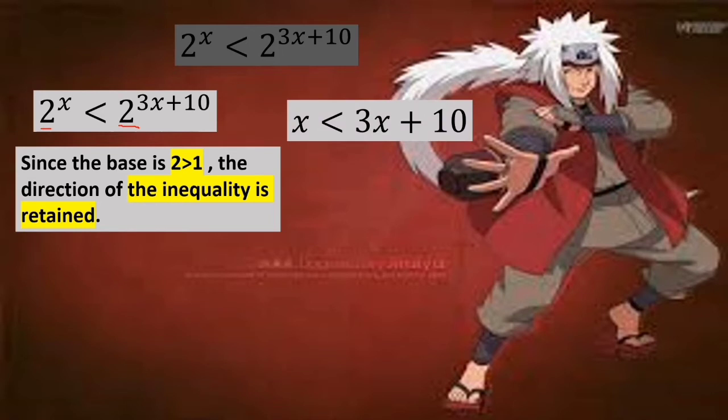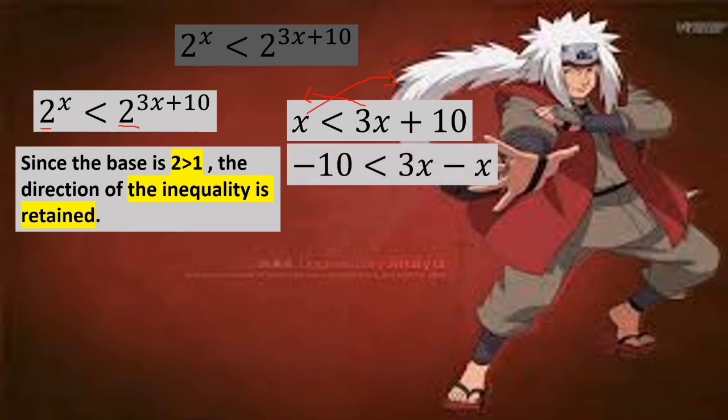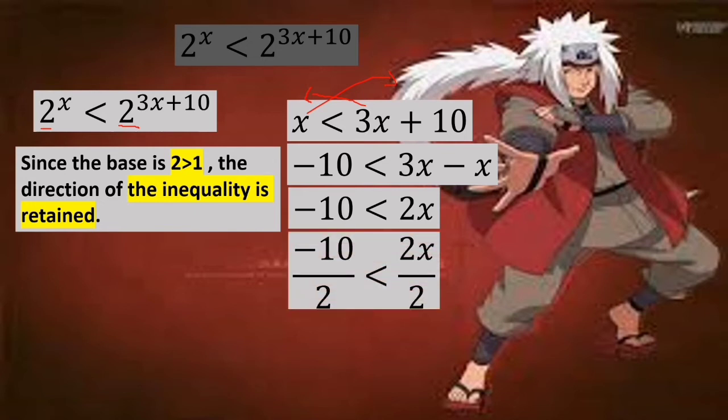So, depende kung itong x ang ililipat mo sa kabila or yung 3x. So, try natin muna yung ililipat natin is yung x natin. So, negative 10 is less than 3x minus x. So, negative 10, 3x minus x is 2x. So, kailangan natin ma-eliminate itong 2. So, anong gagawin natin? Okay, i-divide natin sa 2 both sides. So, makakancel na itong 2. So, negative 10 over 2 is negative 5. So, ang sagot natin is x greater than negative 5.